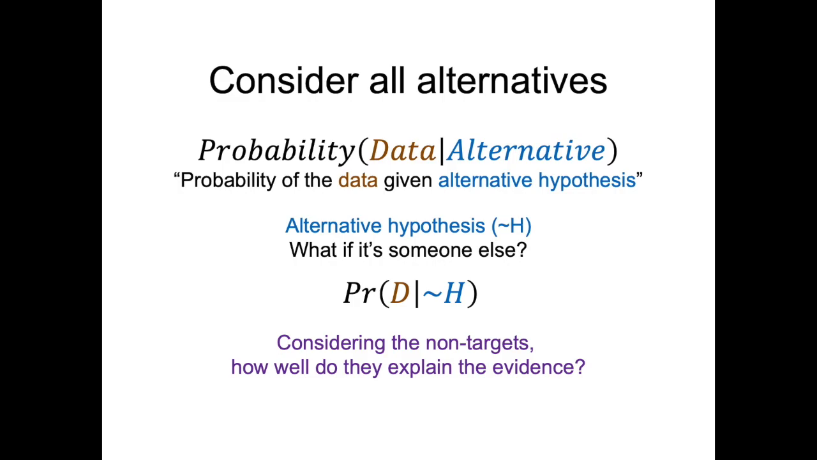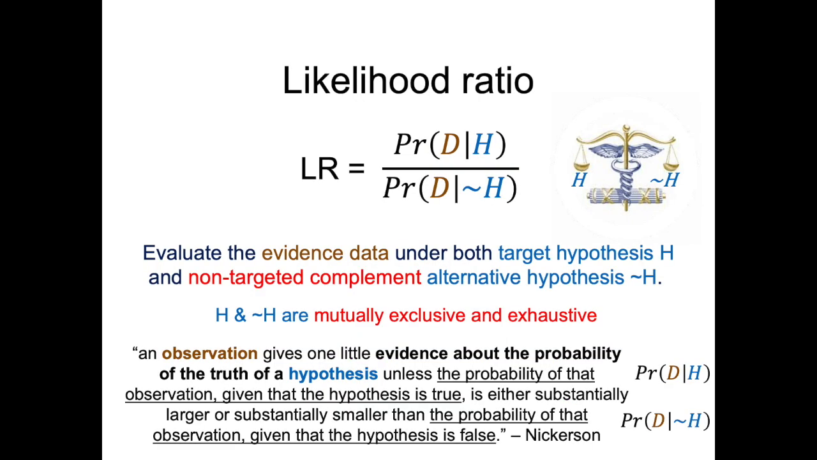Now the likelihood function we want is the probability of the data given an alternative hypothesis. An alternative hypothesis, written as not H, can ask, what if it's someone else, someone who's not the target? And that's abbreviated here as the probability of D given not H. When considering the non-targets, how well do they explain the evidence? That's precisely what the likelihood of the alternatives tell us. The likelihood ratio formalizes this balance between both hypotheses.